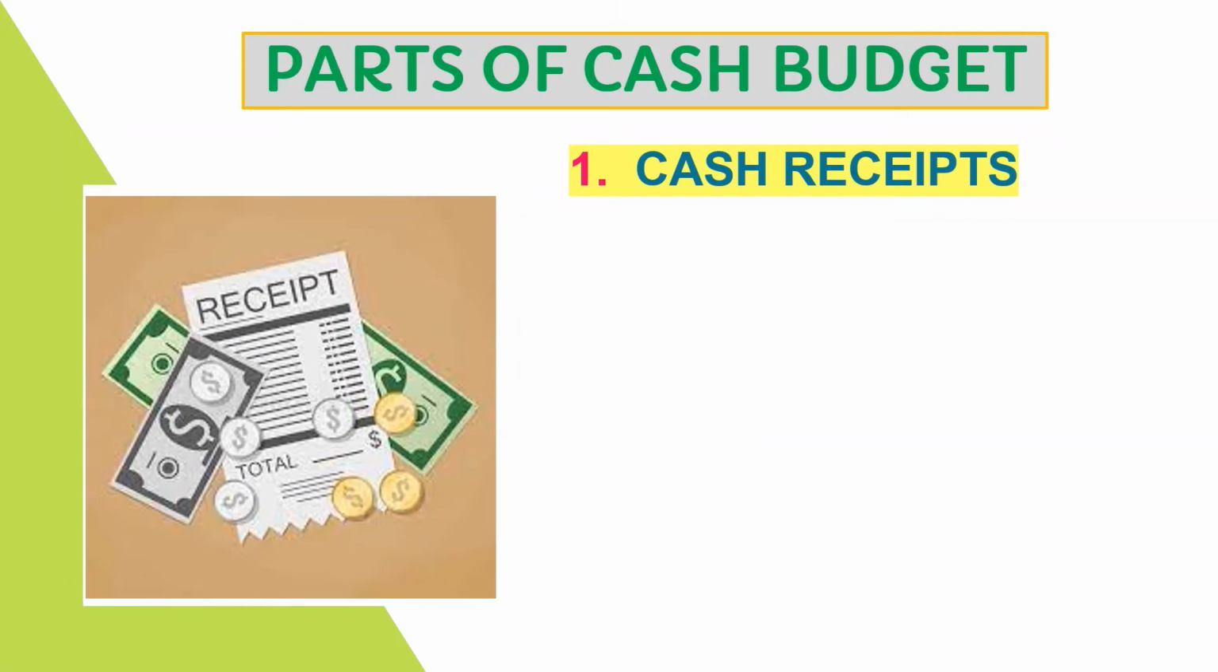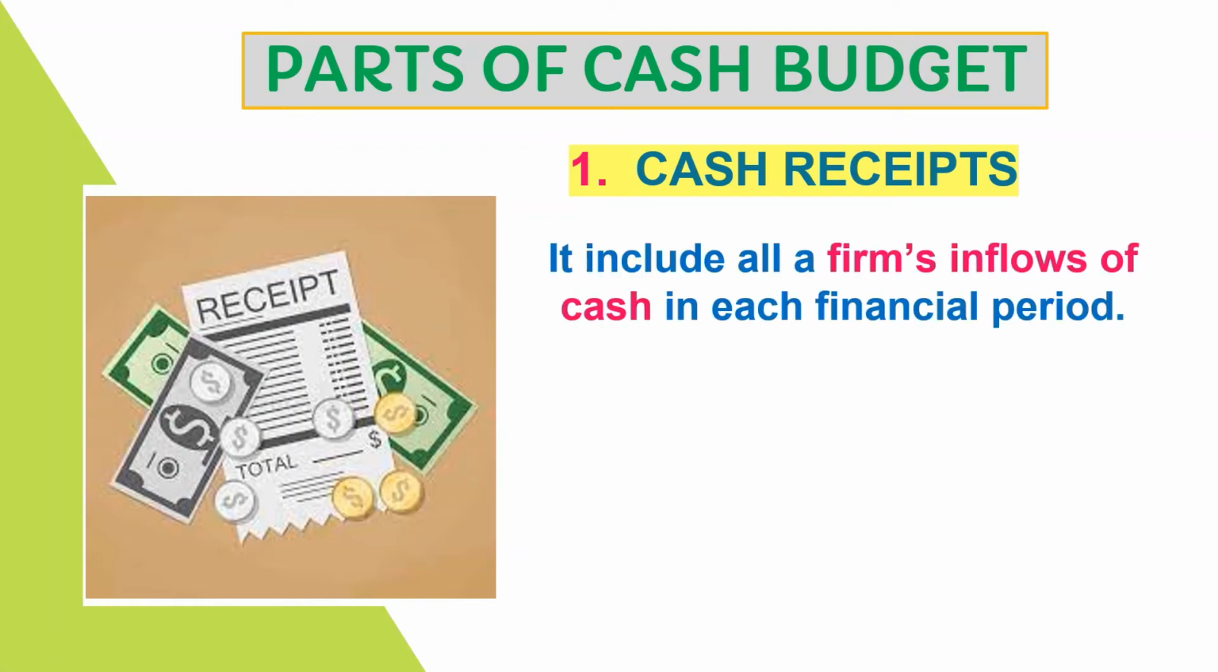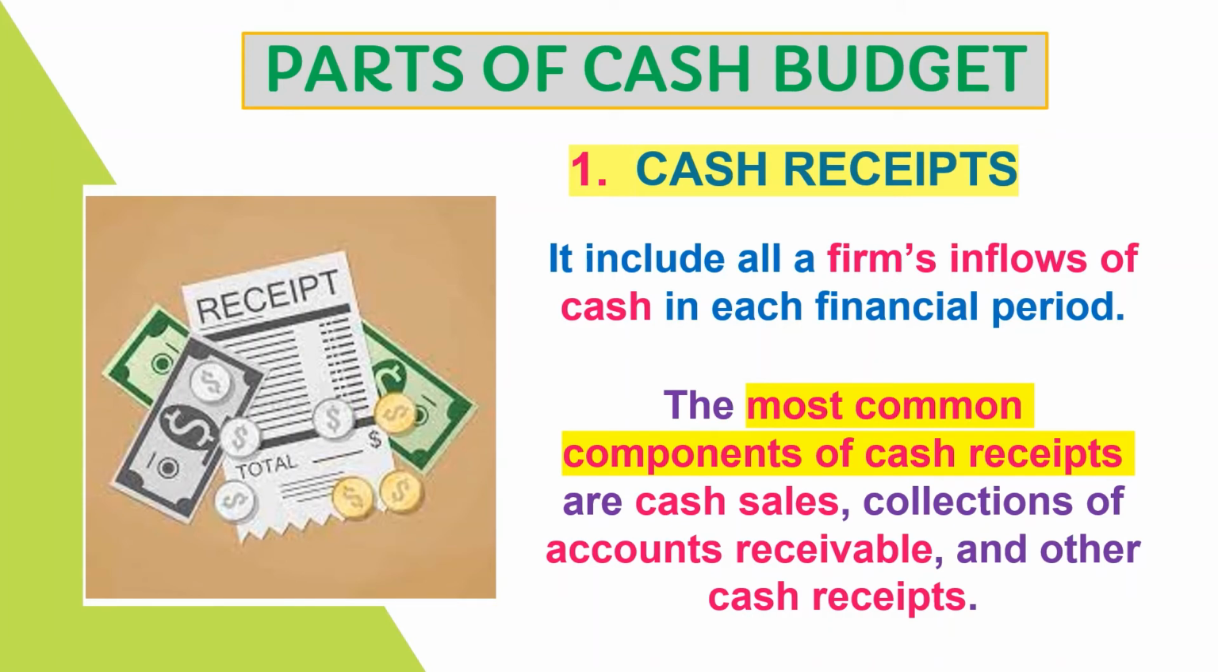Parts of a cash budget. First, cash receipts. It includes all of the firm's inflows of cash in each financial period. The most common components of cash receipts are cash sales, collections of accounts receivable, and other cash receipts.